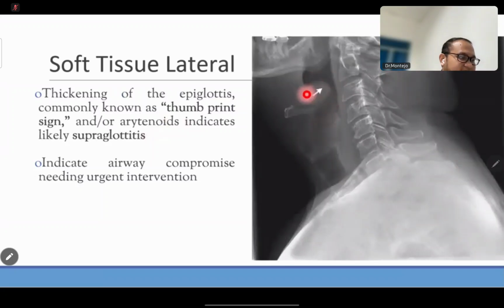So this is your epiglottis. So imagine your airway, it's blocking your airway. It should not be blocking. Okay? But due to the swelling, it could also cause airway symptoms, no? Or airway compromise.